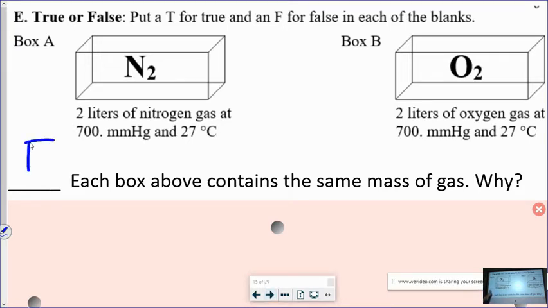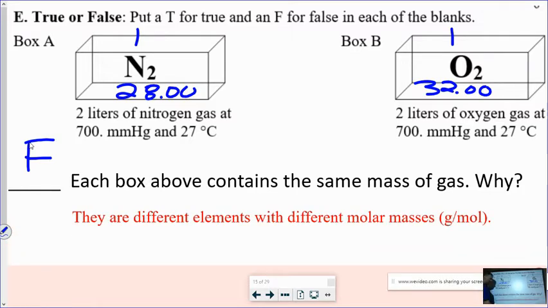The answer is false. So let's say this was 1 mole, and let's say this was 1 mole. Well, 1 mole of oxygen is 32.00 grams per mole, and 1 mole of nitrogen is 28.00 grams per mole. So no, they would not have the same mass because they have different molar masses.